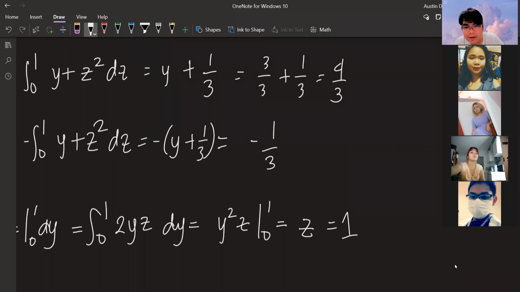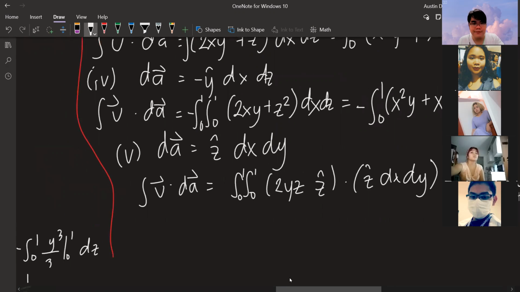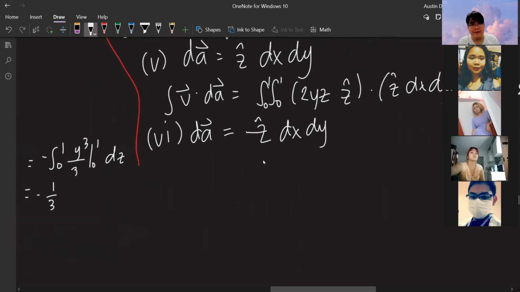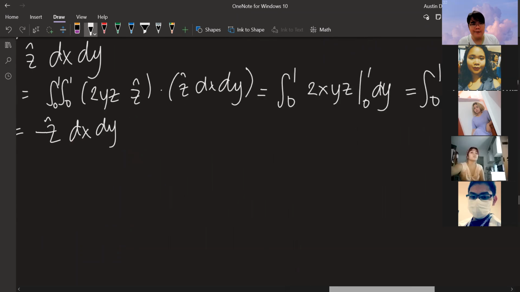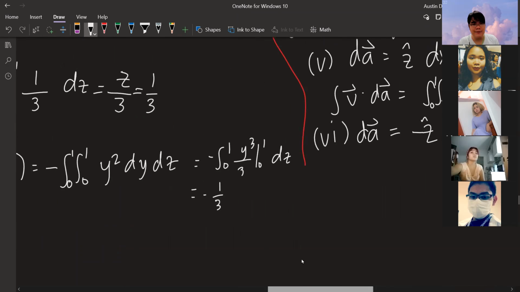Double check ako, and then, yeah, it's correct. Now, if we're gonna repeat the process for number 6, ang natitira na lang natin is yung dA na pababa, which I mean by pababa is negative z hat dx dy. Medyo intuitive na sa atin na pag inulit natin, mauulit lang din yung mga integral, no? Ang matitira na lang is yung negative sign. So, ganun pa rin naman, di ba? Same integral, ang iniwan lang sa dulo mo is negative sign.